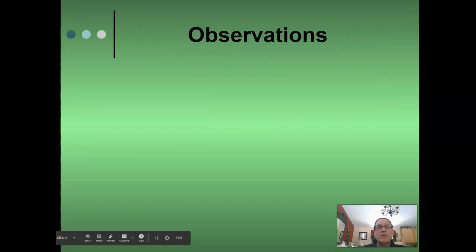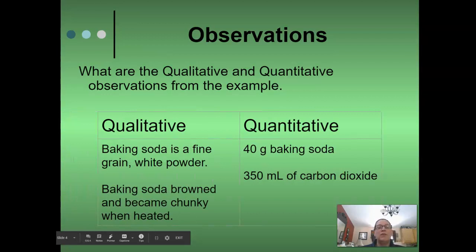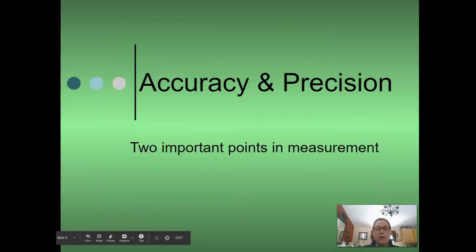And if you had to break those up between qualitative versus quantitative observations, you would make a chart and put the qualitative observations under one side. So the idea that it started as a white fine-grained powder is qualitative, and that it ended as a brown chunky substance is also qualitative, versus the quantitative information there is that you had 40 grams specifically of baking soda and that 350 milliliters of carbon dioxide were recorded or gathered, either way.